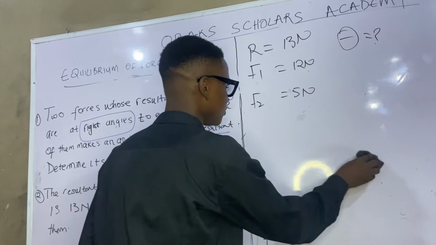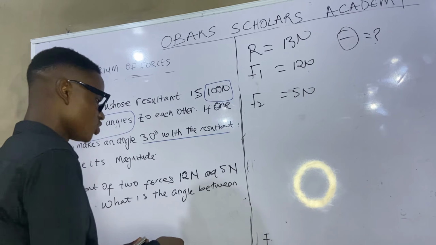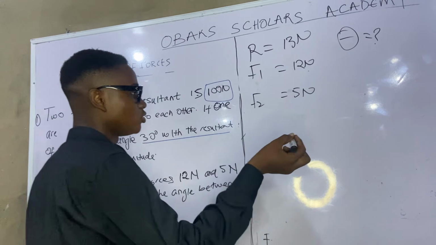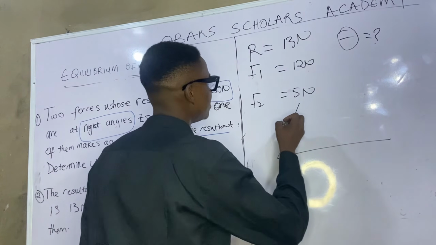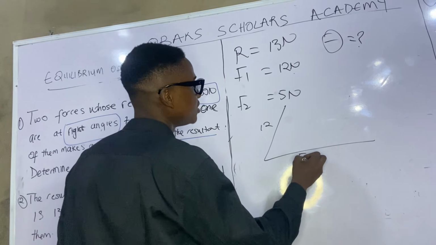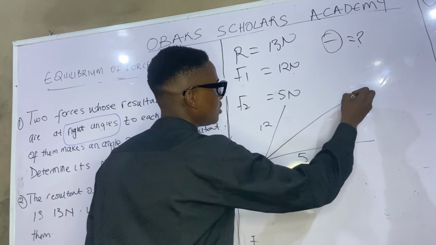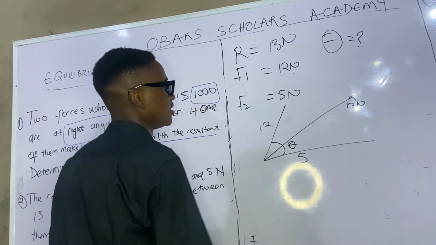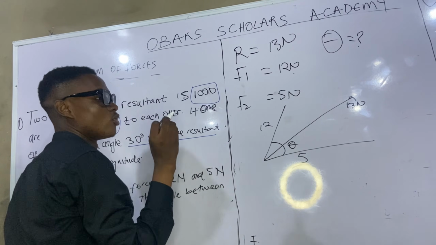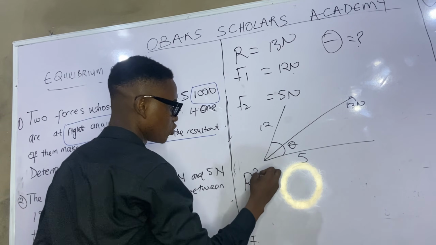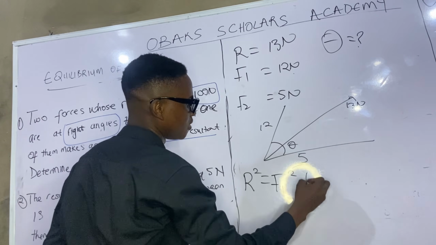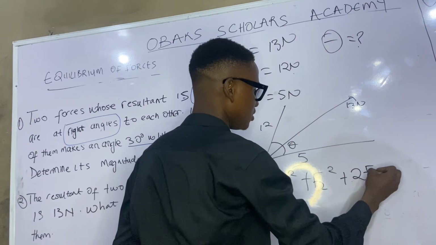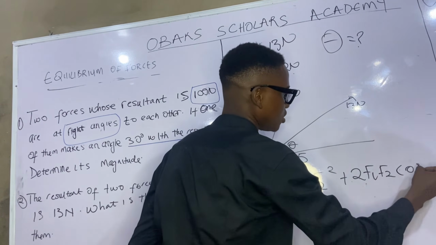Very, very simple, my friends. So just draw the diagram. Drawing the diagram is not really necessary, but for your exam, for your own understanding, something like this is 12 Newton, this is 5 Newton, and the resultant, 13 Newton. Now look for the angle between them, theta. It's as simple as that. So we use the cosine rule, which is R square equal to F1 square plus F2 square plus 2F1 F2 cos theta.